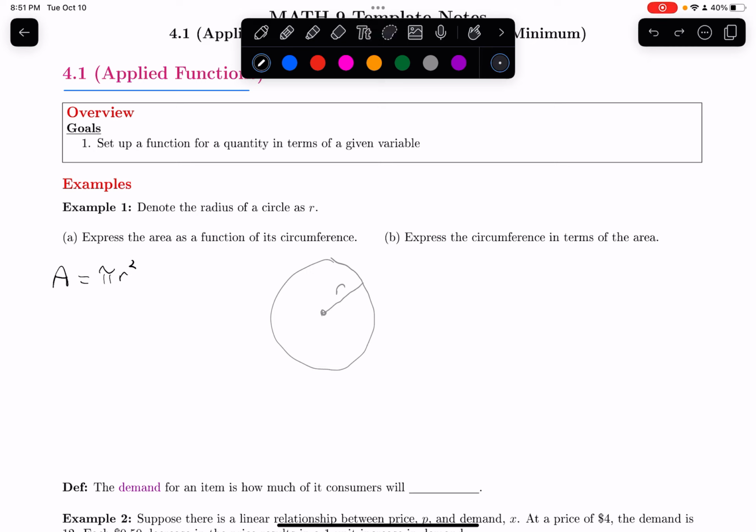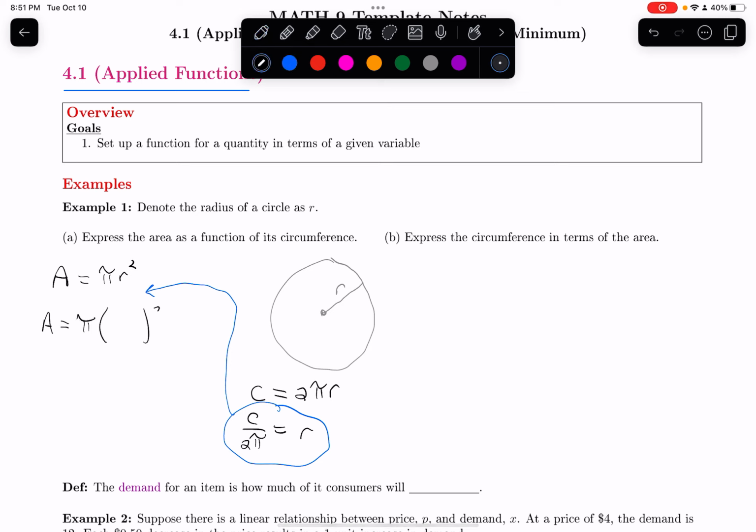So it's probably going to be helpful to get a formula for the circumference. Circumference is the distance all the way around a circle, so that is 2 pi r. And then let's isolate the r. I'll divide the 2 pi over, so I get radius equals c over 2 pi. Now that I have r isolated, I'm going to plug it into my area equation. That gives me area equals pi, and plugging in for r, I get c over 2 pi, that whole thing squared.